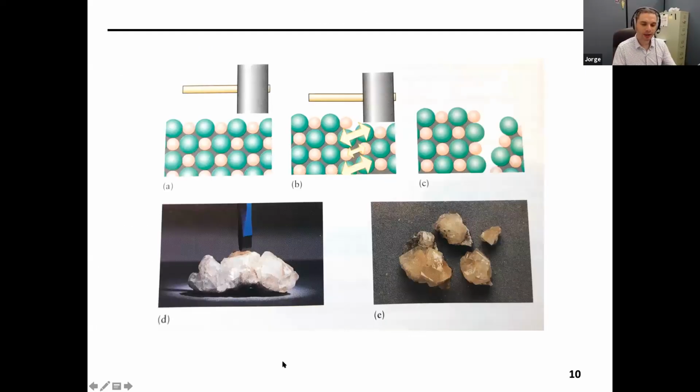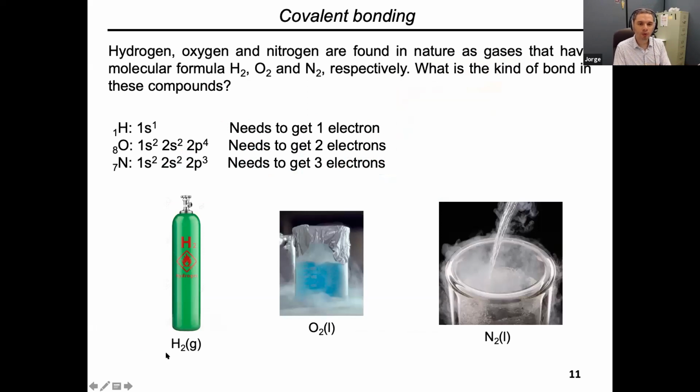Okay, so gaining and losing electrons is one way to achieve stability, forming ionic bonds and ionic compounds. However, that's not the only way to go about it. We know that hydrogen, oxygen, and nitrogen are stable, and they have the formulas H2, O2, and N2. How is it possible to bond hydrogen with hydrogen, oxygen with oxygen, and nitrogen with nitrogen when in all the cases they need to get electrons to achieve stability?